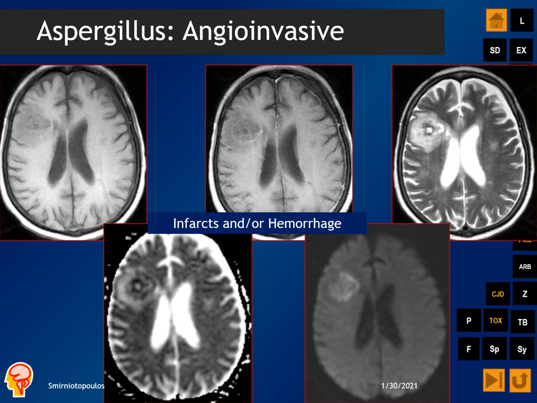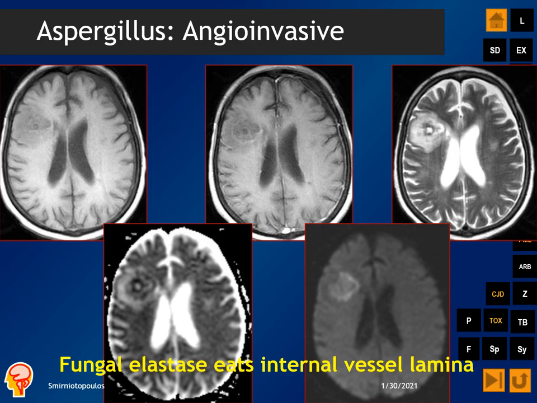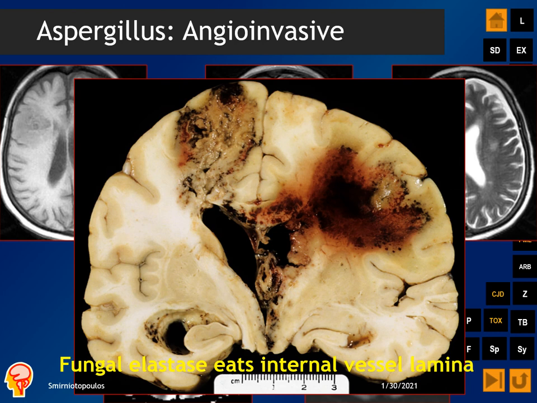Again, Aspergillus is angioinvasive. We can see here this clearly defined lesion. We see the hypointensity on the T2 weighted image, and we see faint contrast enhancement. Remember that the fungal elastase eats the internal vessel lamina. This is a path picture here demonstrating multiple foci of abnormal hemorrhage from the fungal digestion of the vessel wall. And again, note that the corpus callosum is involved. That can be a helpful sign suggesting that we have Aspergillus infection.